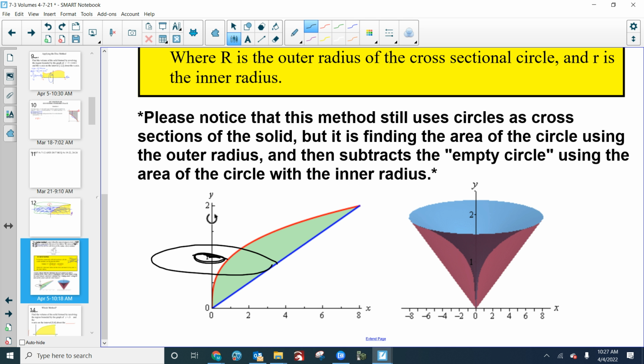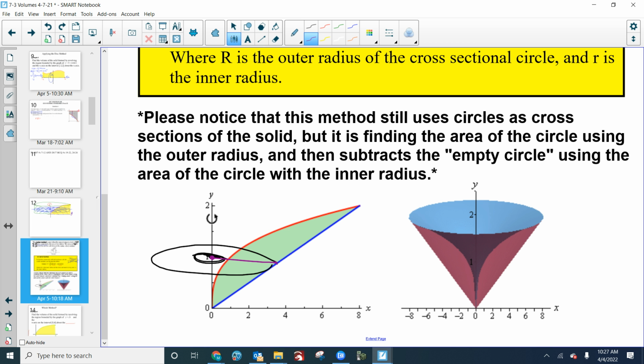What is my outer radius? Anyone want to take a stab at it? Tom? Yeah, out to the blue line, right? So from the axis out to the blue line. Everybody okay with that? But if I calculate that, it's too much.